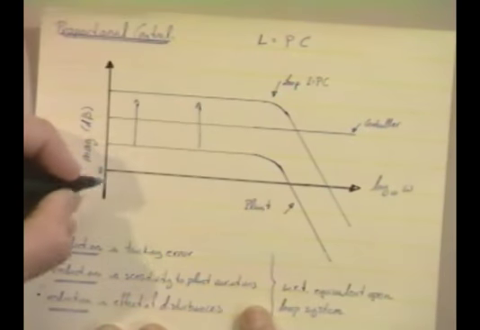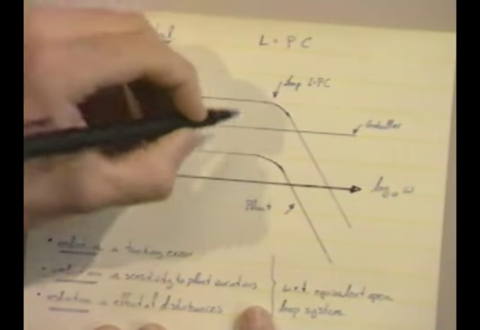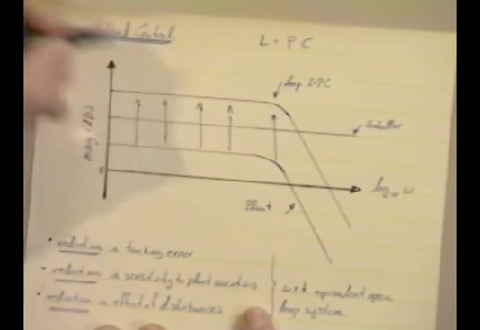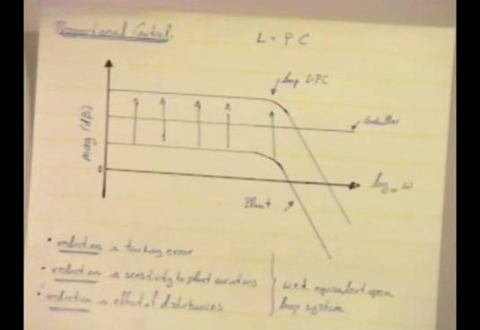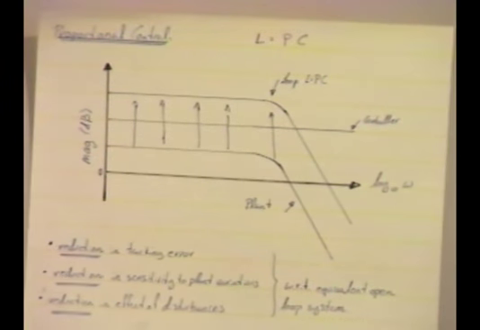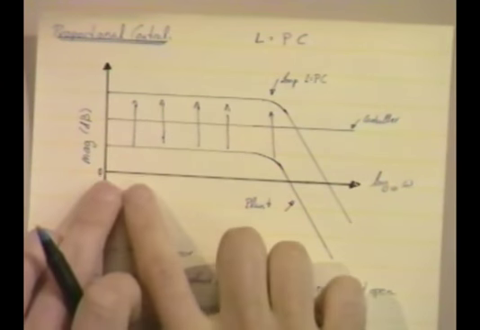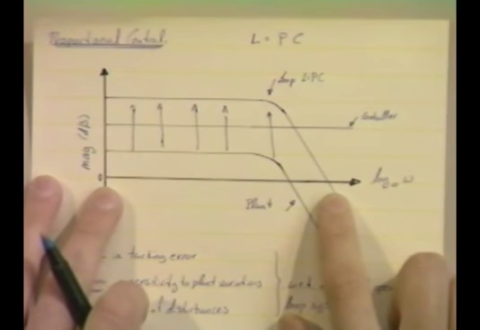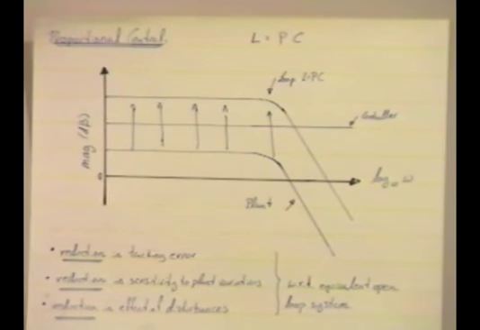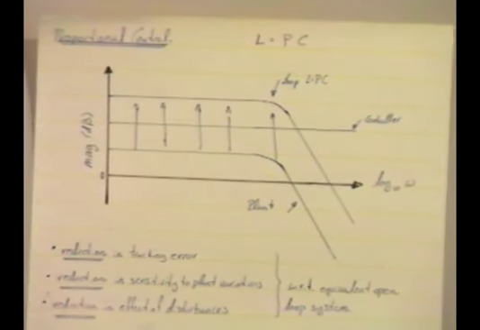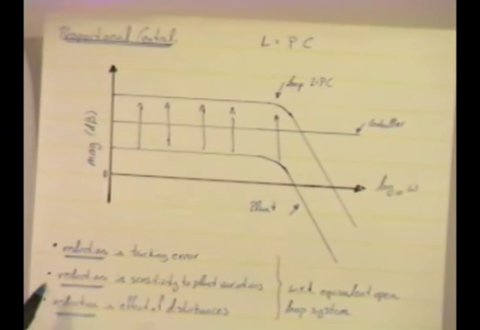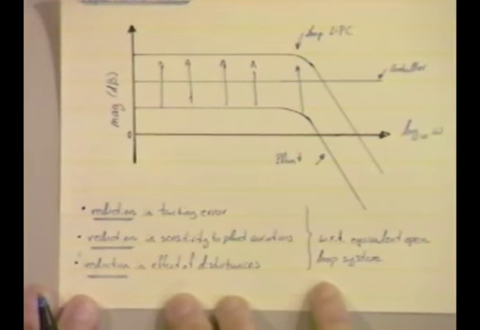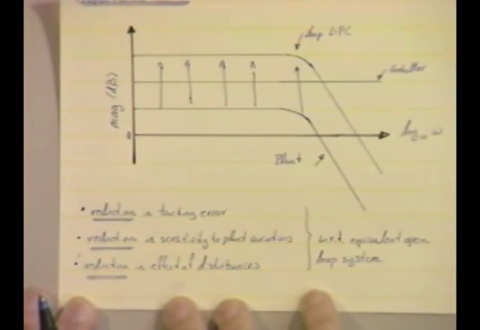This way. This is 1 here. So if you make the loop gain move up in this way, then you will obtain the benefits of feedback over a wide range of frequencies. So when we did this, we found the following. We found a reduction in the tracking error. We found a reduction in the sensitivity to the plant variations, and we found a reduction in the effect of the disturbances on the output.